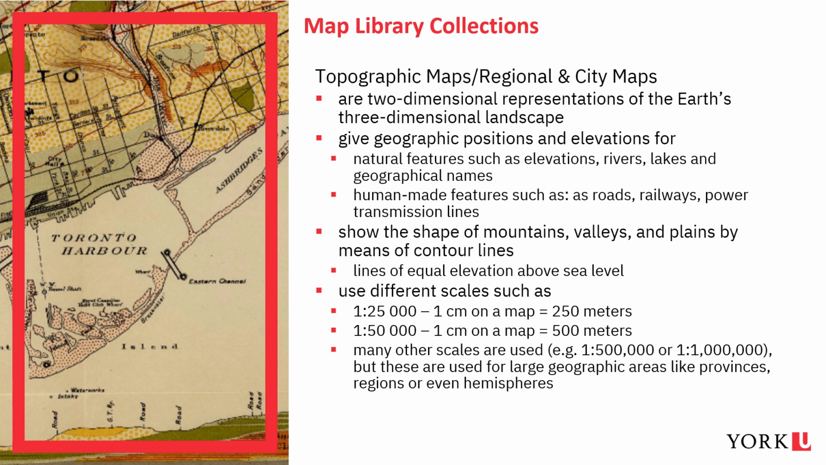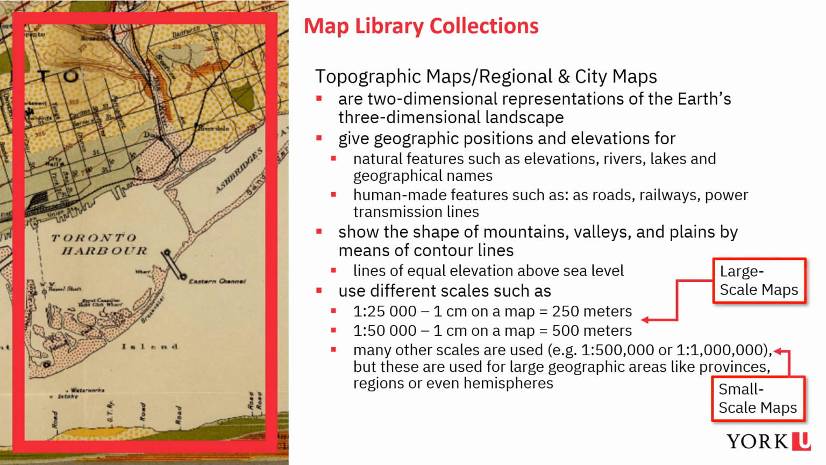So if the ratio was 1 to 25,000, 1 centimeter on the map would represent 25,000 centimeters in real life, or to make it easier, 250 meters. Topographic maps use different scales, but the most frequently used are 1 to 25,000 or 1 to 50,000. Somewhat counterintuitively, we describe detailed maps of smaller areas as large-scale maps and global maps as small-scale. This is because large-scale maps have more details such as streets or building footprints.